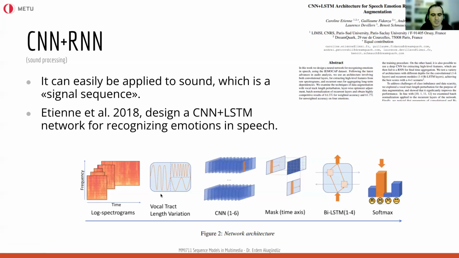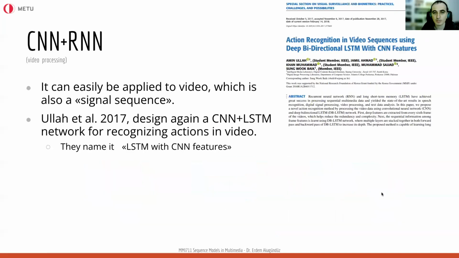They have some transformations here as well, which I'm not going to get into the detail. Then the RNN, then in the end, the softmax for categorization. Very simple idea, and it works, by the way. Just try it.